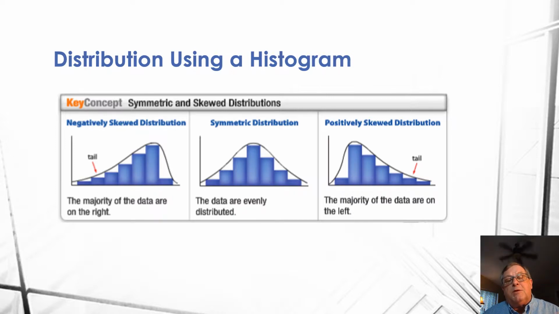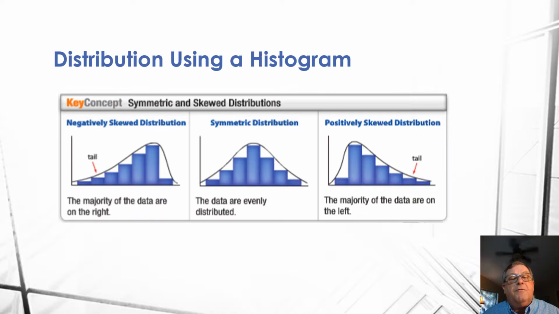And we can see that the data is evenly distributed. It looks like what you may be familiar with, called a bell curve. And as we explore this area of statistical analysis, we'll get deeper and deeper into that. But right now, all we're going to do is learn how to create histograms using our TI-84 calculators, and also describe it. And we'll describe it as either symmetric or negatively skewed or positively skewed.